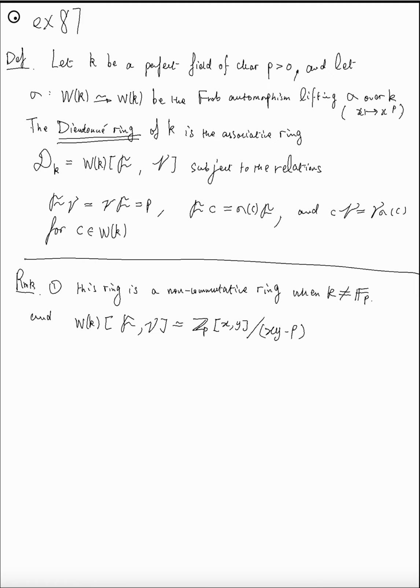Question: when we write the polynomial ring, do we mean the commutative ring or just a formally defined ring? Interesting. So actually what we mean is this is a commutative ring when we write this, right? This is when k equals F_p.